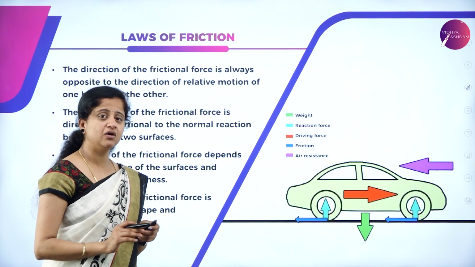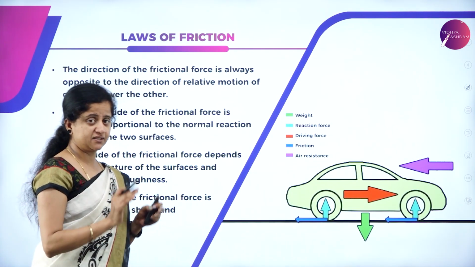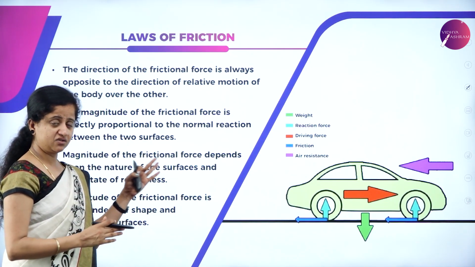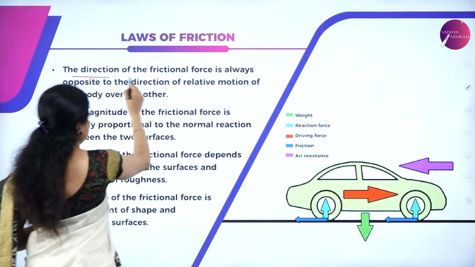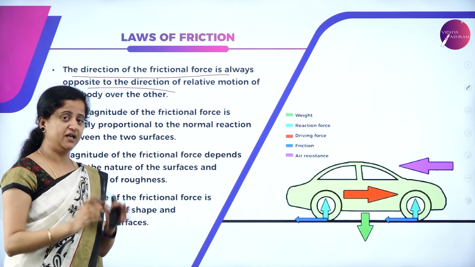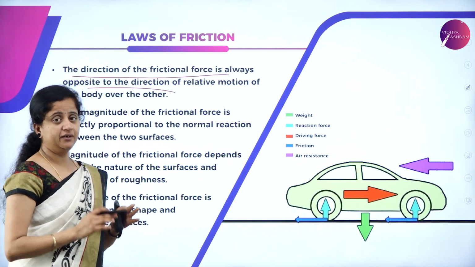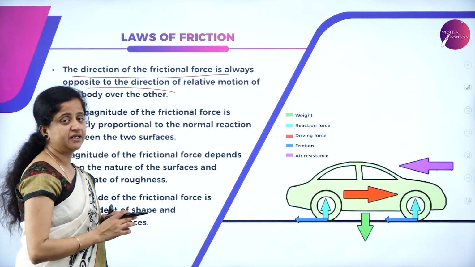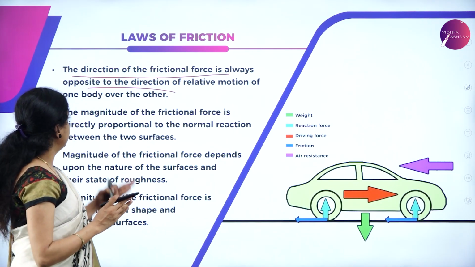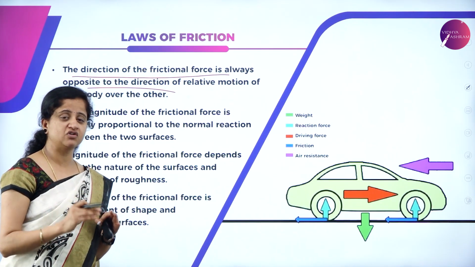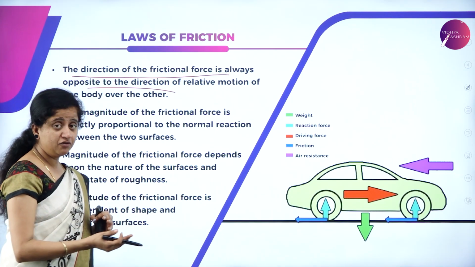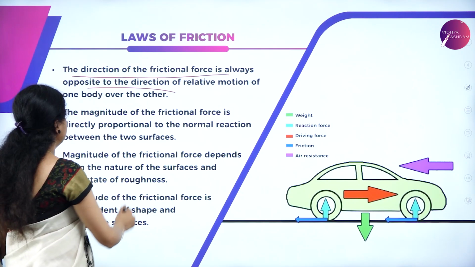Now, let us know about the laws of friction. So far, we have studied the types. Let us now study the laws of friction. The direction of the frictional force is always opposite to the direction of relative motion of one body over the other body. Friction always exists between the surfaces of two bodies. So the direction of frictional force is always opposite to the direction of relative motion of one body with respect to the other body.